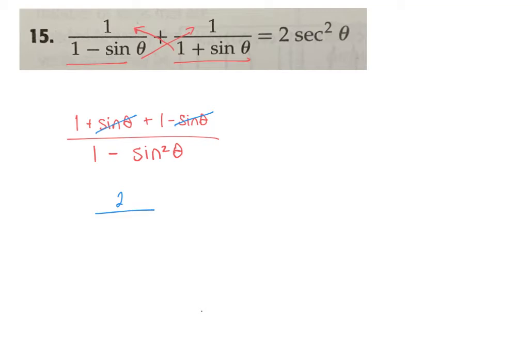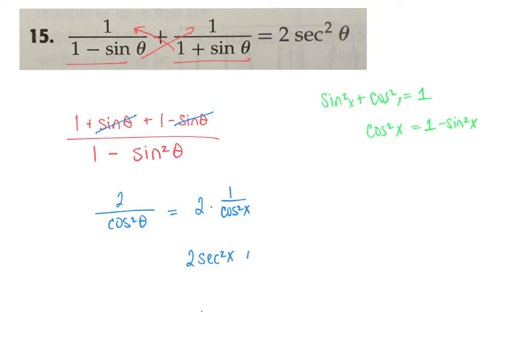It's similar to our Pythagorean identity, which is sine squared plus cosine squared equals 1. So 1 minus sine squared is going to equal cosine squared. All right. So this is just going to be cosine squared. Which if you were to write it like this, 2 times 1 over cosine squared. What is 1 over cosine? That is secant. So we have 2 times secant squared, which is what we wanted.